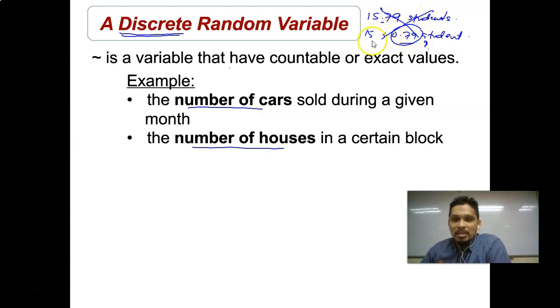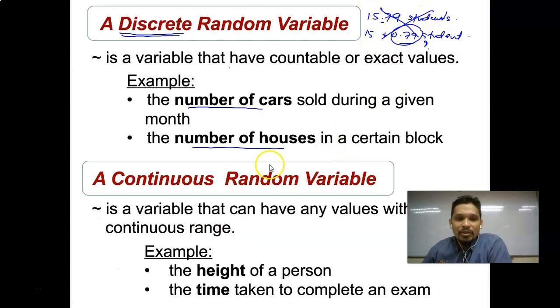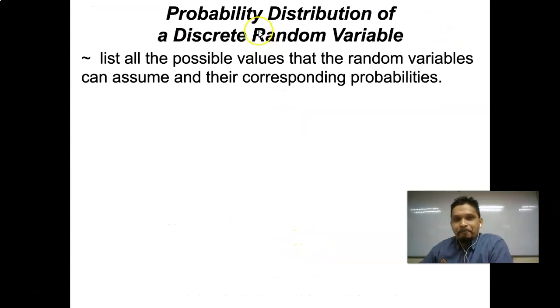This is unacceptable. Continuous random variable: a variable that can have any values within a continuous range, like the height of a person, the time taken to complete an examination, or the volume of water inside a bottle. Probability: when we talk about probability, the probability of any value lies between 0 and 1, with the least being 0 and the maximum being 1.